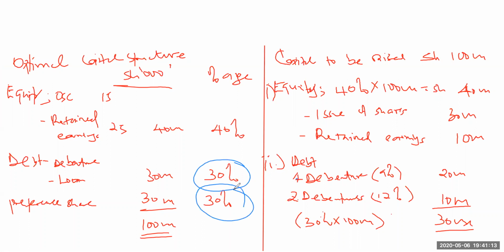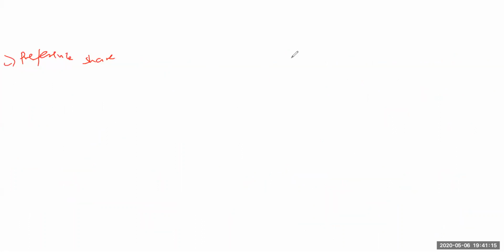Coming back here, it will be 30% of the capital required, and we require 100 million. Therefore, the amount of capital to be raised from preference share is equal to 30 million shillings. That is from our notes. That's our first requirement, to get the capital to be raised from each of the capital sources. Don't forget, in case you have a question, let me know.